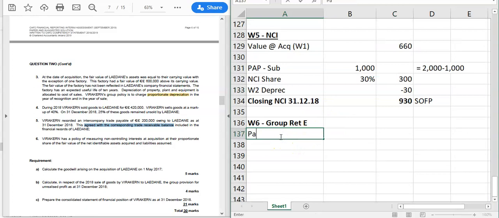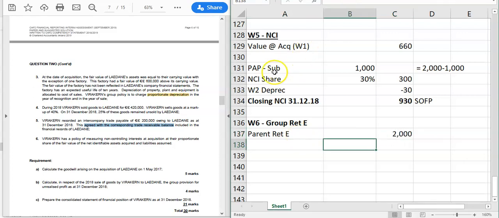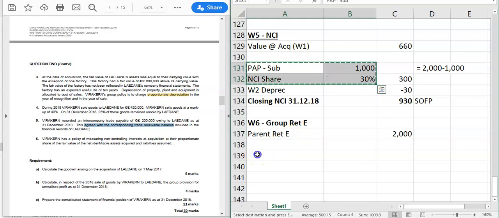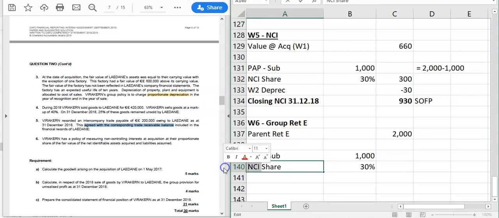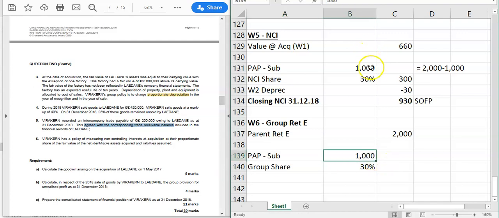Your starting point is always the parent retained earnings in this working. Parent retained earnings we know are 2 million at the reporting period. We do the exact same approach as before. The post-acquisition profit of the sub is 1 million. The NCI gets 30%. The group gets 70%. So you just add on 700 there. So there's a nice symmetry between those two workings, and they are always done at the end.